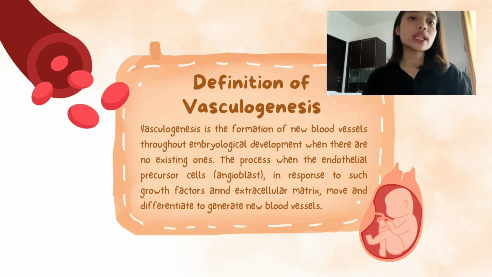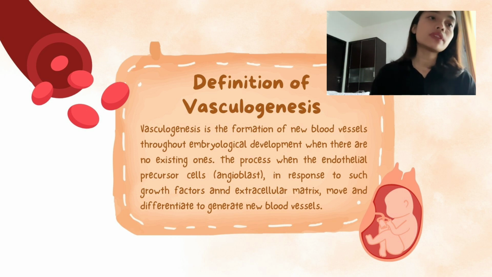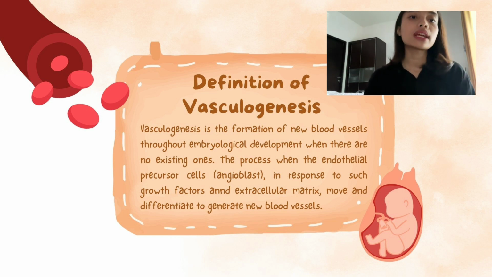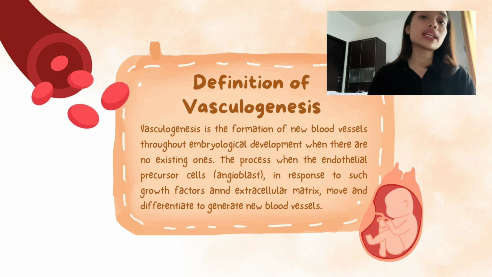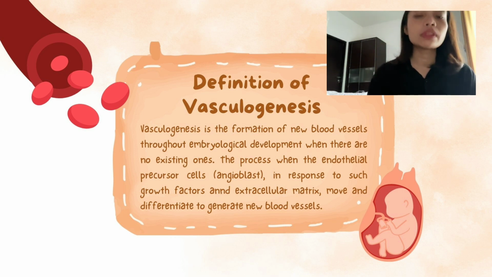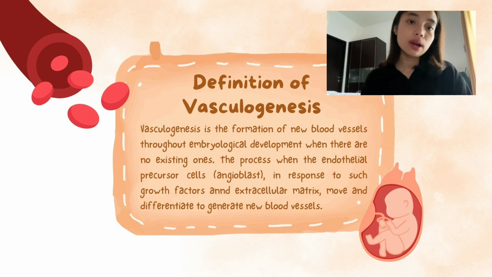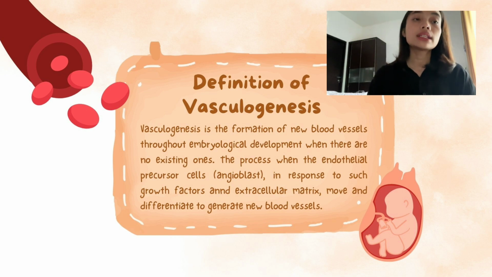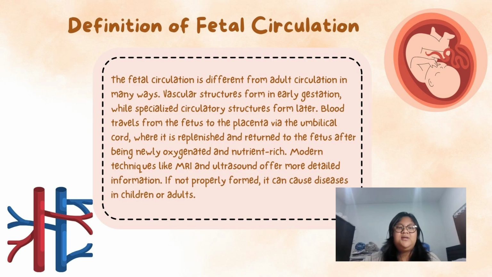Angiogenesis refers to the creation of new capillaries out of the existing blood vessels. Vasculogenesis is the process through which endothelial precursor cells or angioblasts, in response to growth factors and extracellular matrix, move and differentiate to generate new blood vessels. From different embryonic areas, the human arterial and venous systems develop from week 4 of embryo development. Human arteries are derived from aortic arches and dorsal aorta.